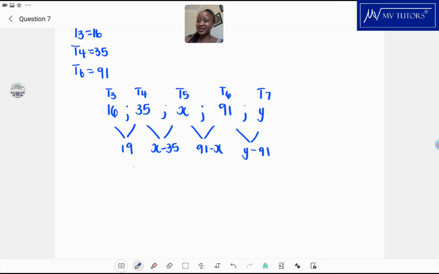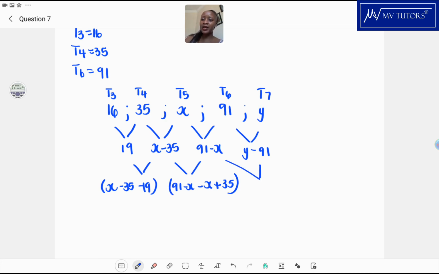Let's do the second difference. Let's see what we're going to get. So I have x minus 35 minus 19. I'm just going to put that in brackets. And then here we have 91 minus x plus 35, because it'll be minus 35. I hope you guys are following. And then the last second difference, I have y minus 91 minus 91 plus x.